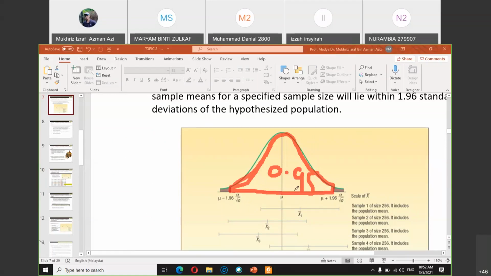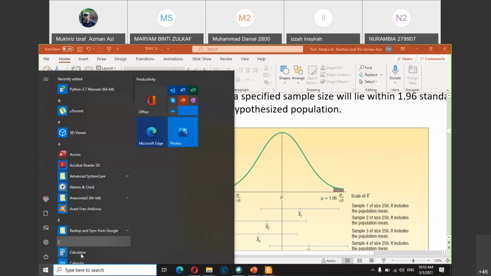If this area is equal to 0.95, you know that the area under the curve refers to the probability value. So if this is 0.95, and the figure is symmetric, you can divide 0.95 by 2. If you divide 0.95 by 2, what do you get? You can just refer to the calculator. 0.95.